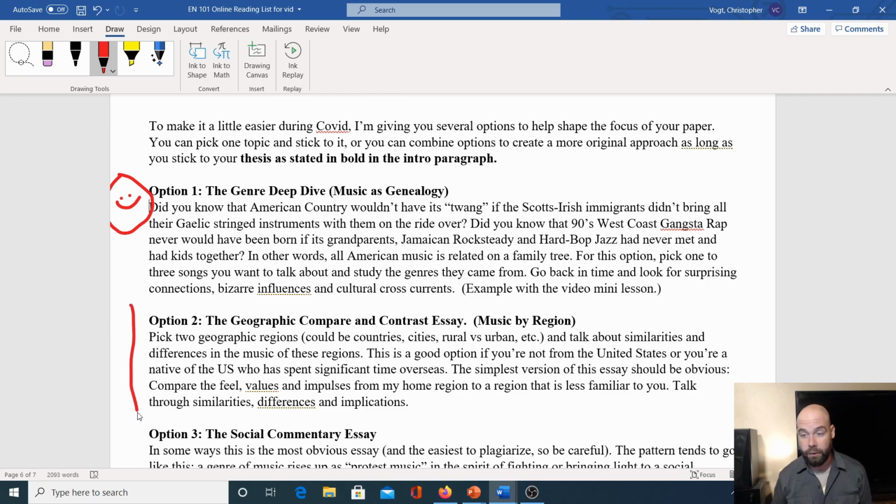Option number 2, also a great option. I'm not suggesting I prefer option 1 to option 2. In fact, there are certain groups of you where option 2 might be preferable.